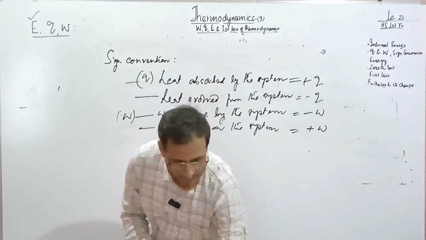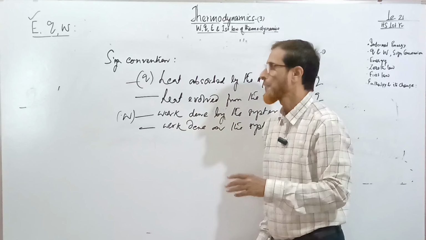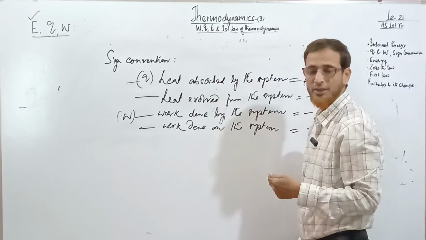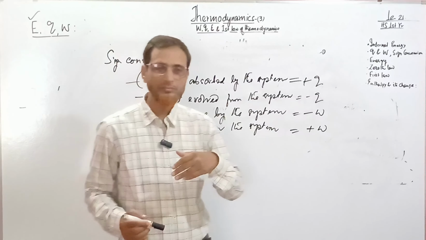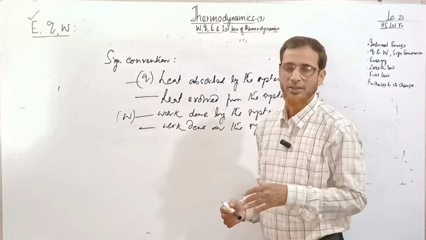This convention is very important, you should keep it in your mind. Heat, Q and W we have already defined. So what is heat? Sign convention: if heat is absorbed by the system, it is assumed to be plus Q. And if heat is emitted by the system or evolved out from the system, it is minus Q.